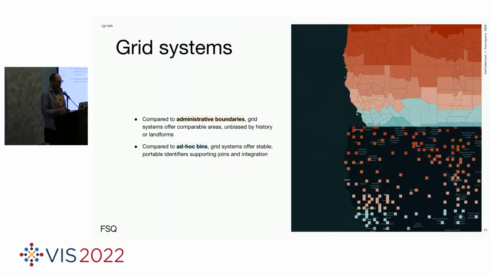To take a couple of comparisons, compared to administrative boundaries, which we often use as a way of bucketing data points, grid systems offer comparable areas, which is almost never true for administrative areas. And they're unbiased by the kind of history, either legislative or political or coming from many other sources that might shape an administrative area. I always think of administrative areas as a polygon that's been produced for someone else's use case. Zip code areas are a good example here.